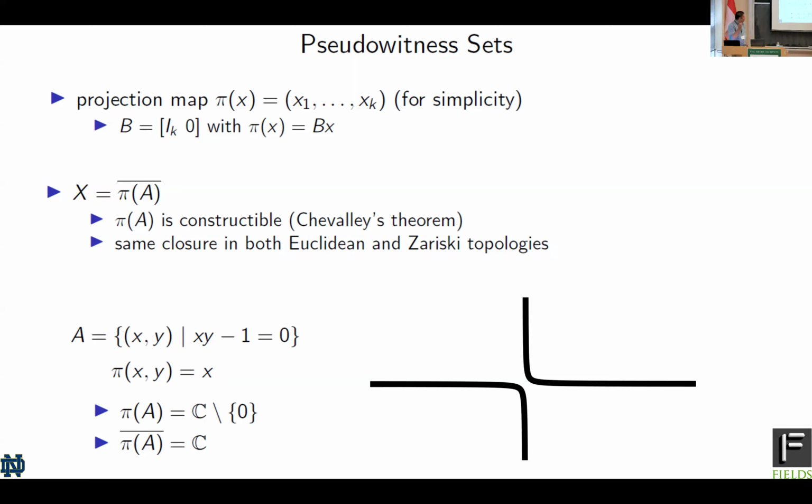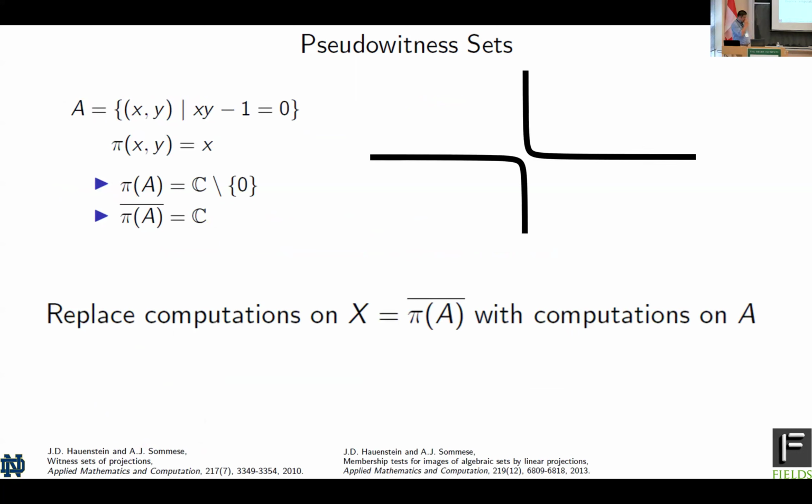So what I want to do is replace computations on the image with computations upstairs in the original variety that I started with. This has led us to what are called pseudo-witness sets. So we're going to replace computations on the image with computations upstairs on the things that we have.